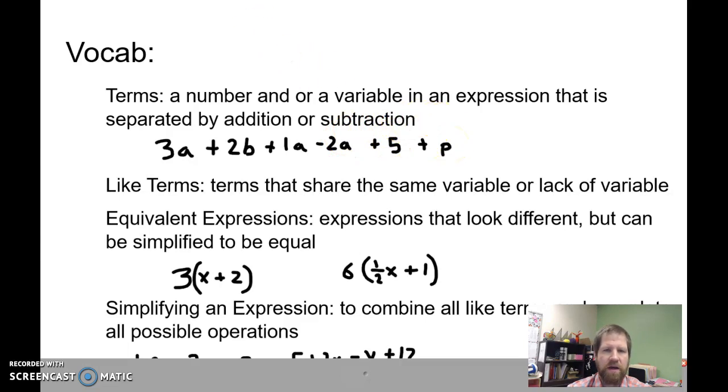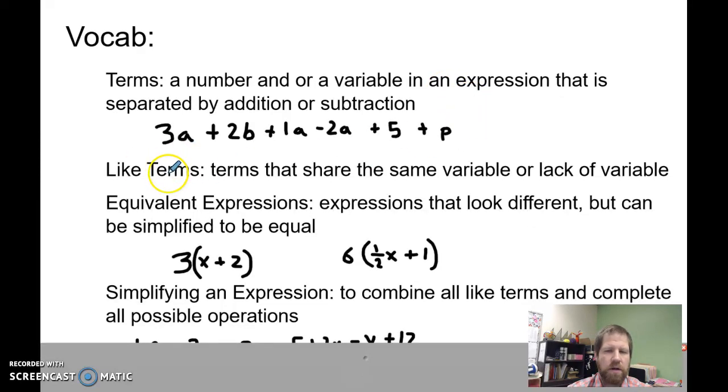If I included in here something like p times 7, that would not change the number of terms because this is not separated by addition or subtraction. This together would be one term, right?